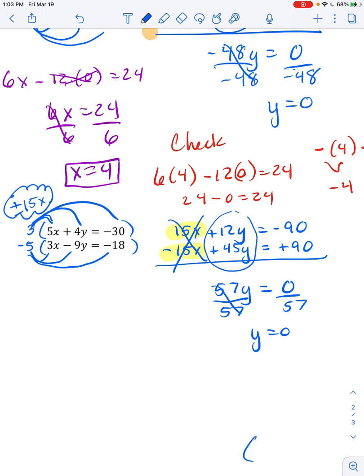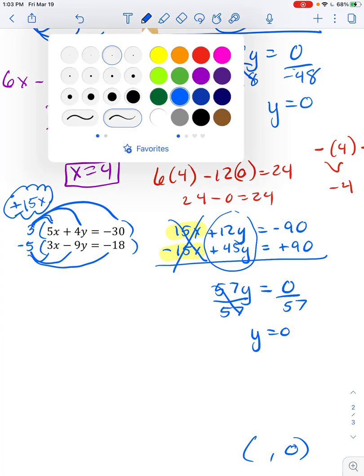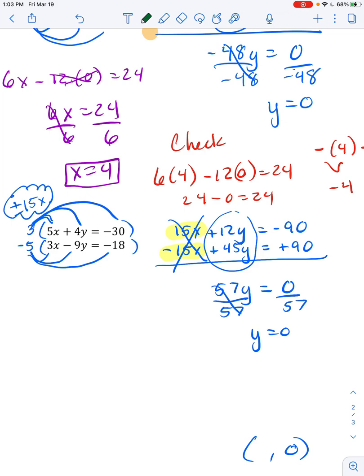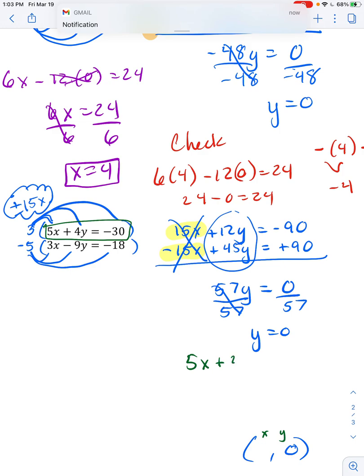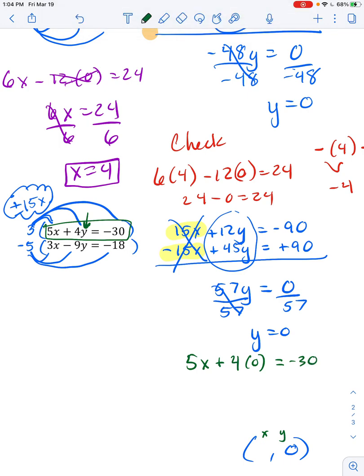So just like getting a 1 or a 2, don't panic when you get a 0. It's a legitimate number answer. However, now I have to find my x. So I'm going to go back to one of the original problems. I don't really care which one, so let's just grab the top one. This was my y coordinate. So when I go back, I'm going to put that number 0 in where there was a y. And that'll help me solve for x.